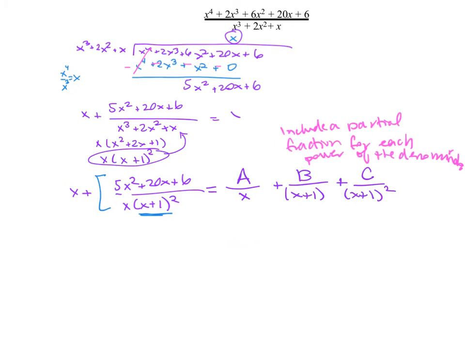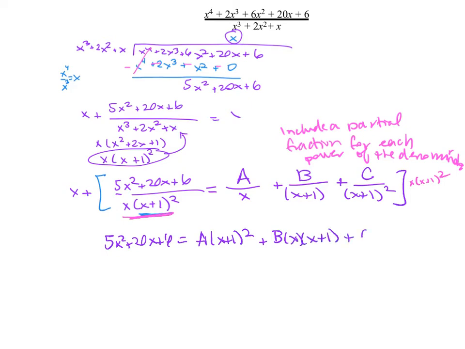So now let's do the partial fraction decomposition. Let's solve. So we're going to multiply by the LCD. The LCD is x times x plus 1 squared. So it's this here. So now on this left side, it'll just be 5x squared plus 20x plus 6 equals, now we have a times x plus 1 squared plus b times x times an x plus 1 plus c times x. So for here, I can just leave this as it is. I don't need to simplify this.